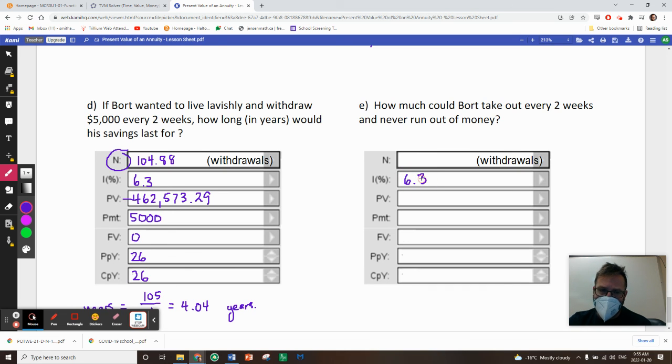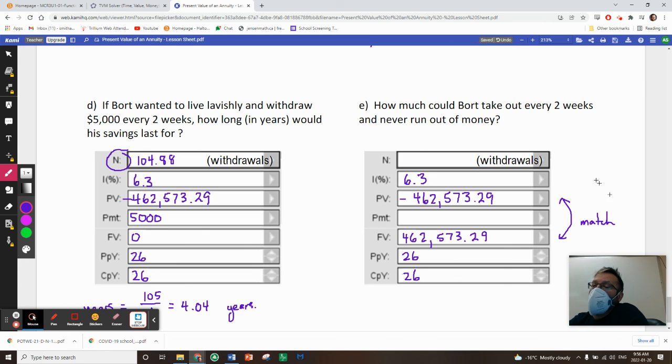So we have 6.3. Let's put on the easy stuff, 26 and 26. He still has his 462,573.29. So if we want to find out how we can just live off the interest, what we do is we set PV and FV to be the same. Bort starts a period with his $462,000, and he ends the period with that same money. But be careful, you got to make it positive. Positive 462,573.29. I'll just make a little note here. You just match these guys up. Different signs, though.